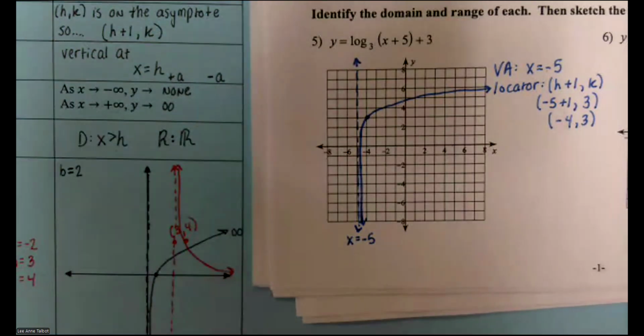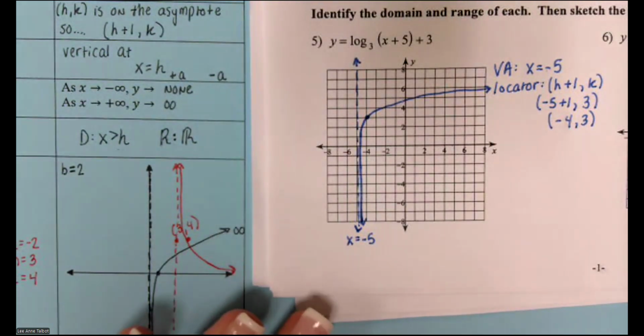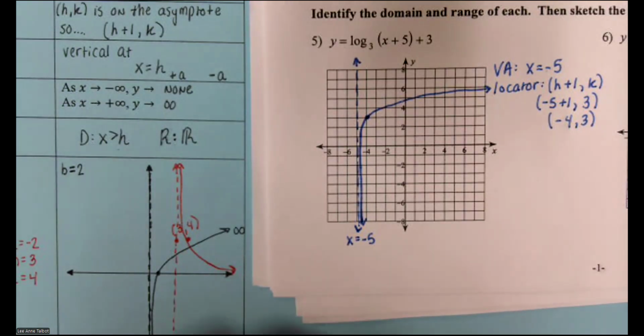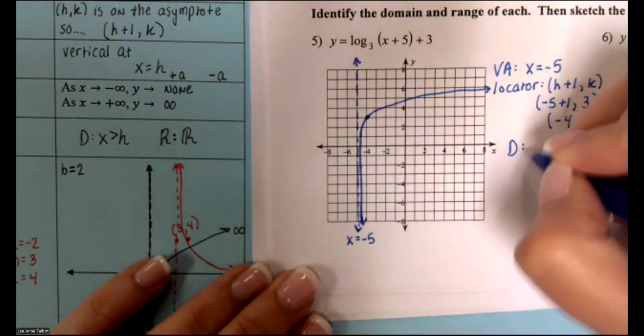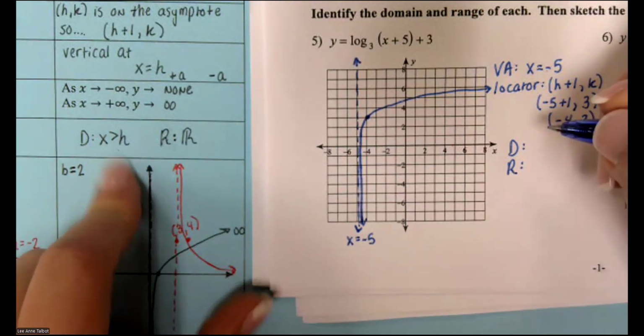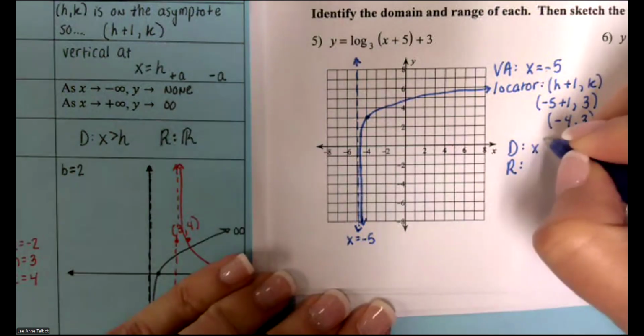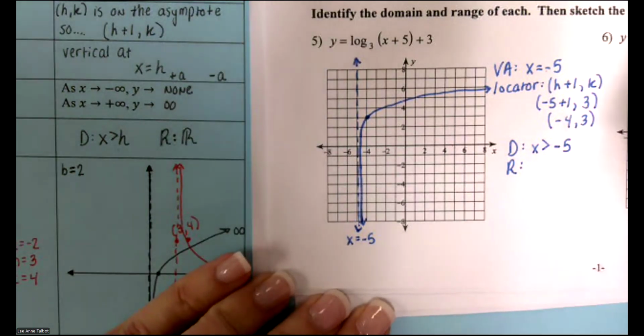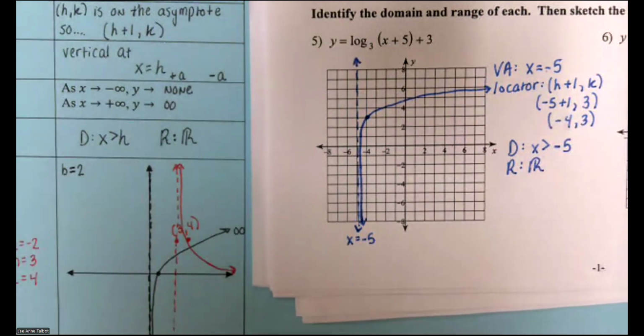And remember what I said, if you graph these on the graphing calculator, what's going to happen? Yep. Okay, now domain and range. Domain is x is greater than h. And range is all numbers. Done. Not really that bad.